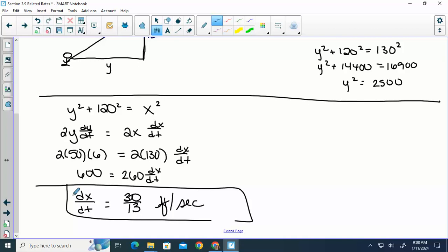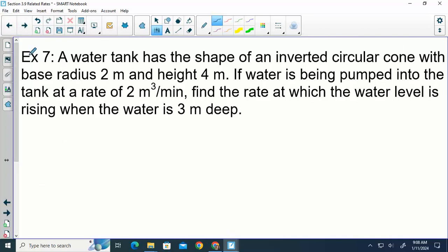Let's do one more problem for today. That'll be our stopping point. So a water tank has the shape of an inverted circular cone with base radius 2 meters and height 4 meters. What does that mean? What's an inverted circular cone? Like an ice cream, like a waffle cone. So inverted just means it's upside down. It's a cone. The base is circular.